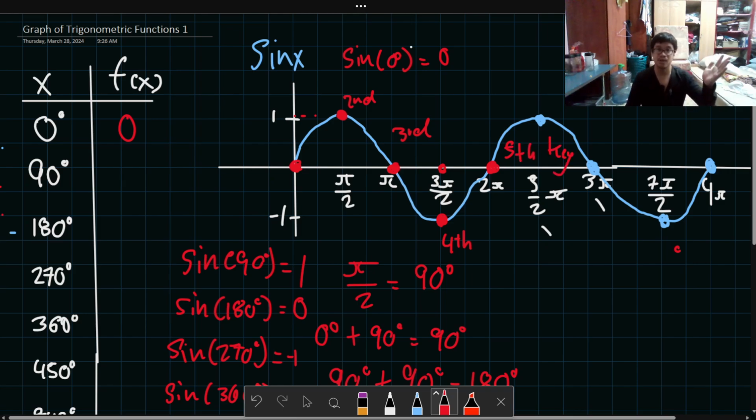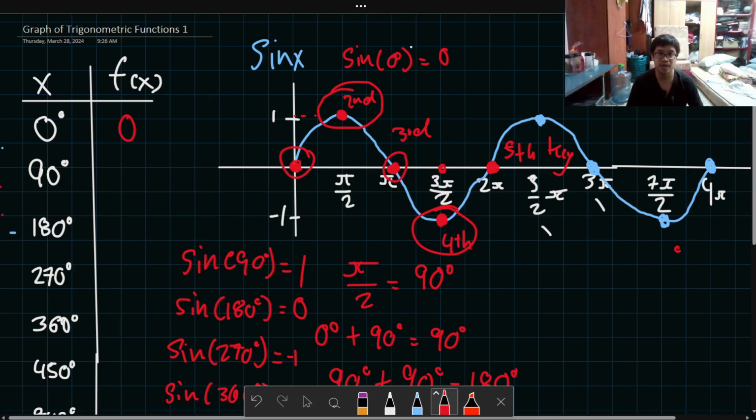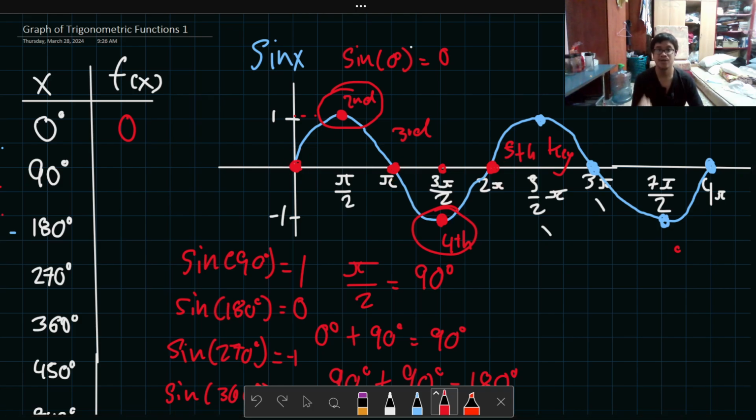Which makes sense because in here we have, you see, the maximum point as what? The second key point. The fourth key point as what? The minimum point. And then these three, the first, third, and the fifth, these are just x-intercepts. But you get my point, right? This is how you find the key points.